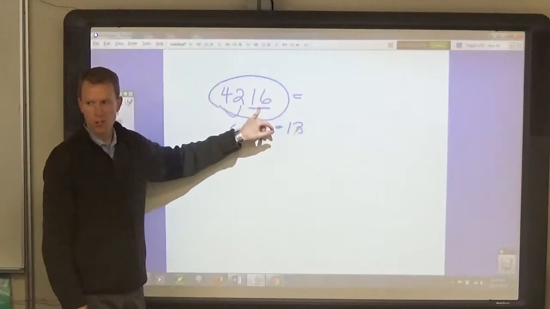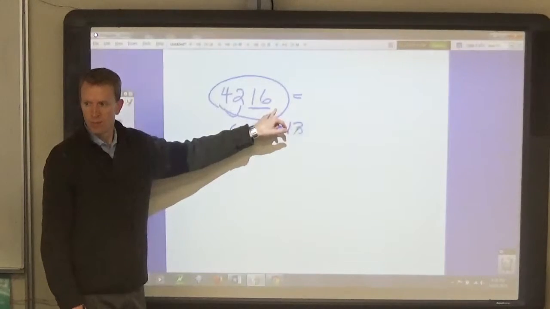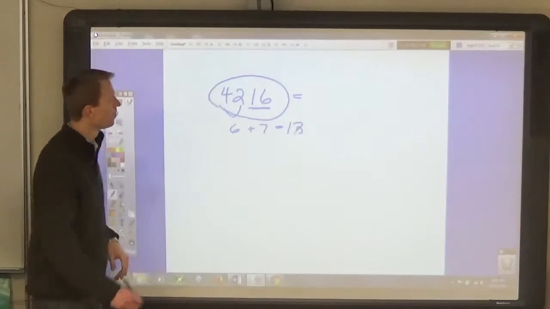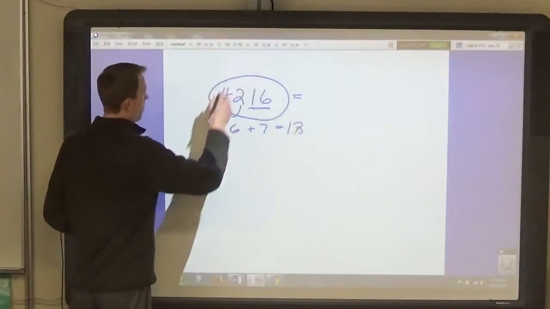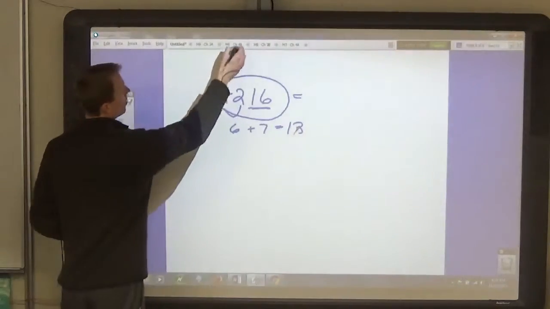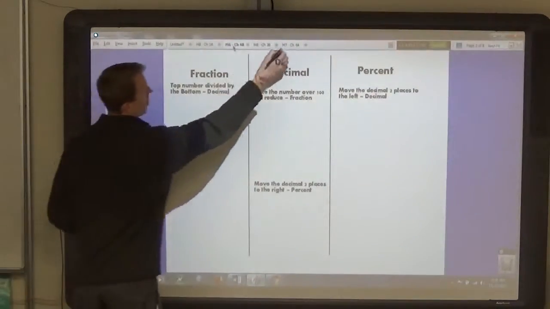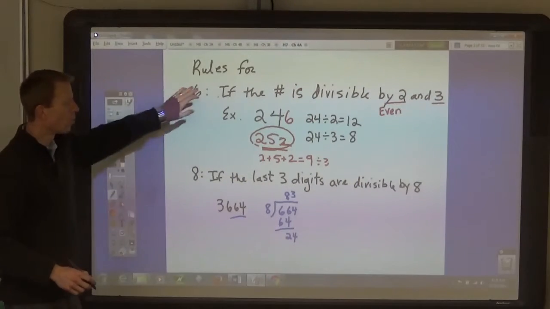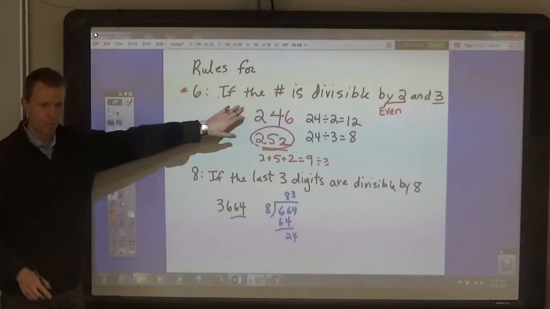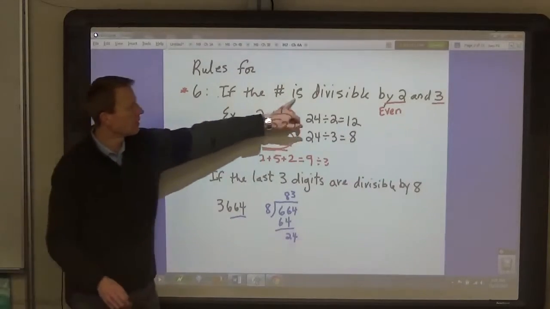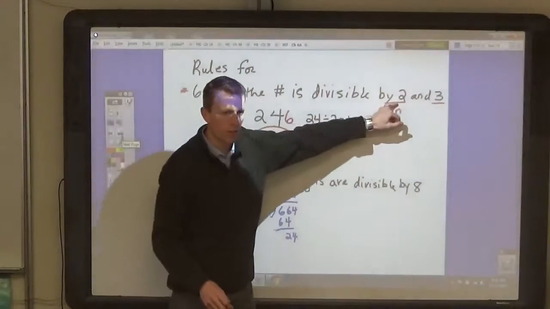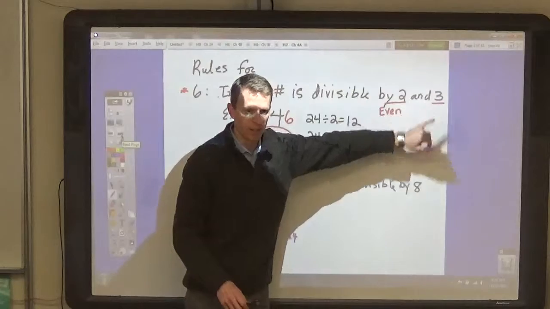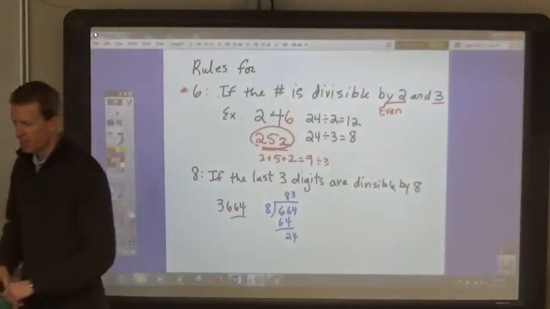Is it divisible by 2? Yeah. Asa, why? Because the last number is even. Good. Let's go on to the next rule. 6. The rule for 6 is this. If the number is divisible by both 2 and by 3, then it's divisible by 6.